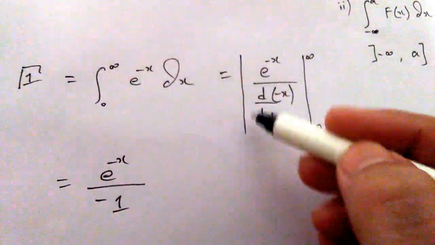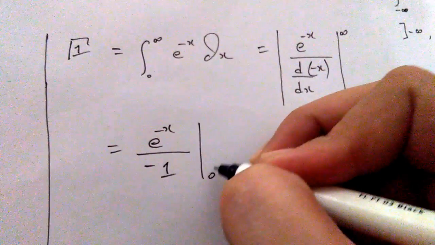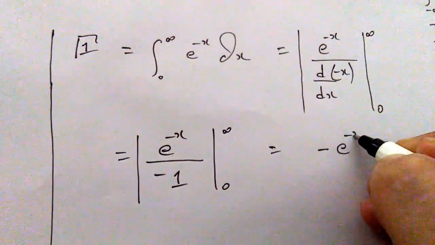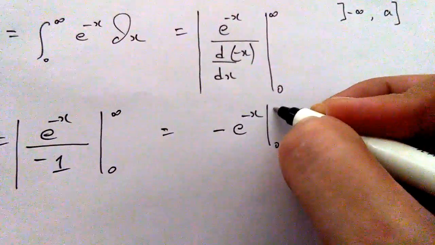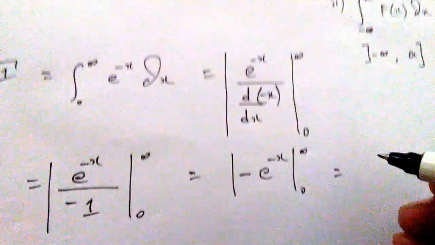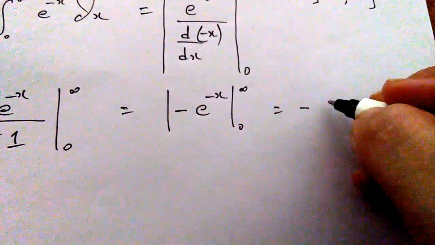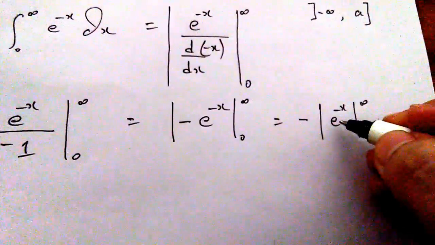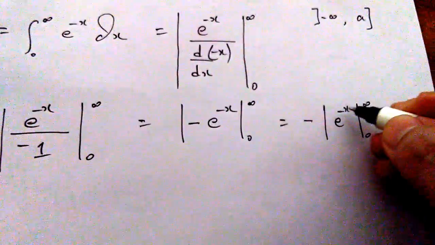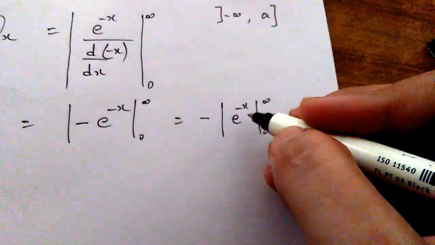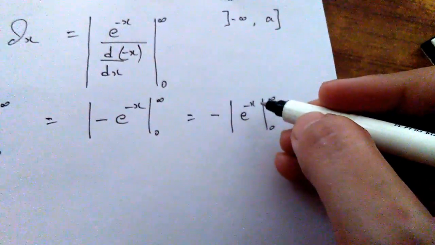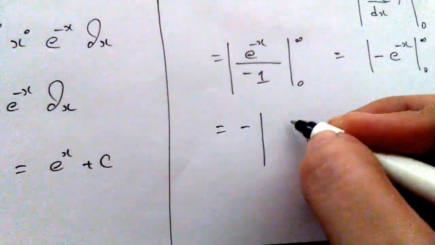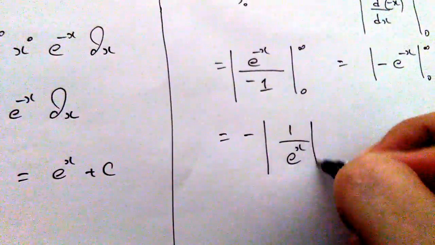So the derivative of minus x is minus 1. You are well aware of the derivatives, I hope. So now you are having something like this. How about if I just write my negative sign outside, and now I'm having this. And how about I write this e power negative x in the reciprocal form in order to convert my power into positive. So it is expressed like this.